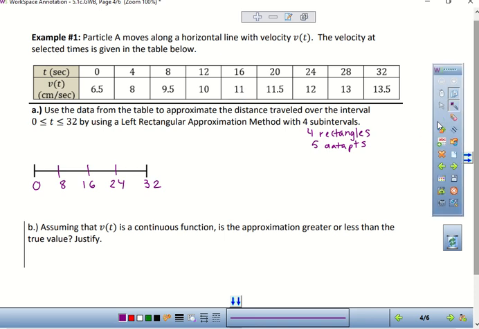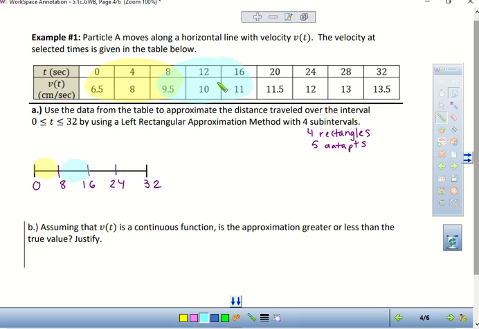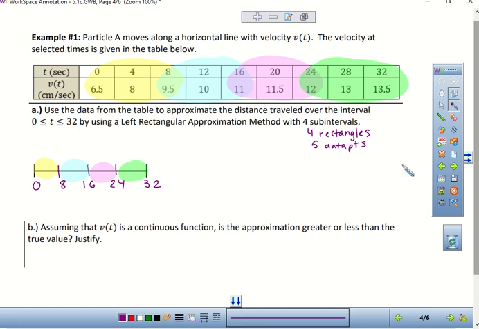Okay? So just to be clear with you what's happening here, this grouping right here is associated with this rectangle. This grouping right here is associated with this rectangle because they share that data point. And lastly, 24 to 32 is here. Okay? So now we determine what they're asking for. Are they asking left, midpoint, or right?